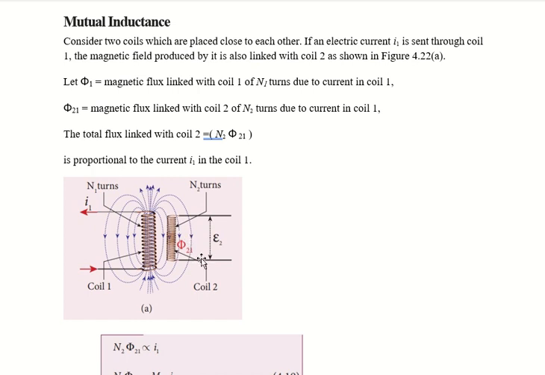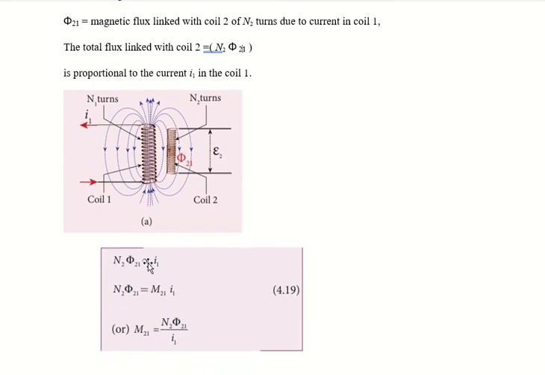The suffix is very important. 2 represents second coil, 1 represents current in first coil. So phi21 is flux linkage in second coil due to current in first coil. So if there are N2 number of turns, what will be the total flux linkage? N2 into phi21, which is proportional to which parameter? Current I1 in the circuit. If you are changing the I1, phi21 also changes. So we can write this equation as N2 phi21, the total flux linkage in the secondary coil, is proportional to current I1.